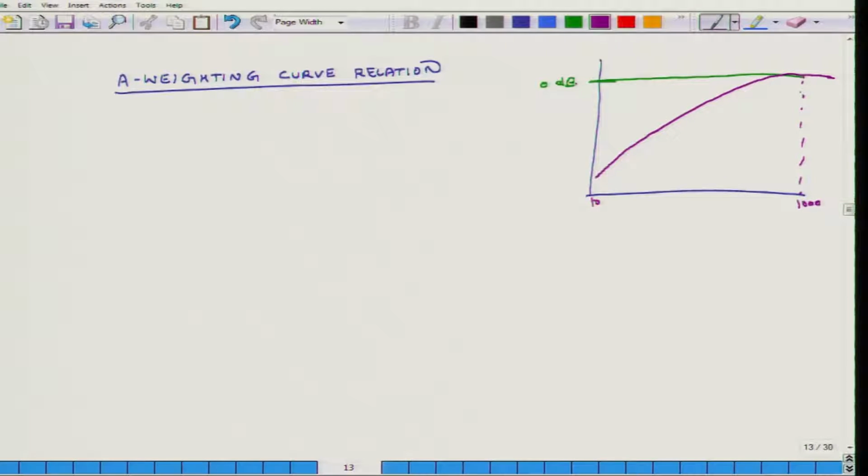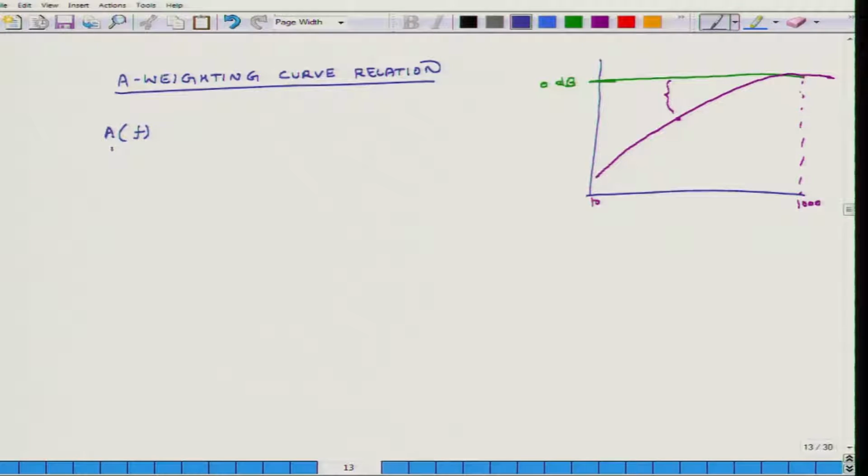So, suppose I want to make corrections to sound pressure level so that they reflect the perceived sound pressure level. For that I have to generate this curve, the purple curve. Then at whatever frequency I have some number of decibels, I deduct this much amount at each frequency, right. So, the curve can be gotten from this relation.